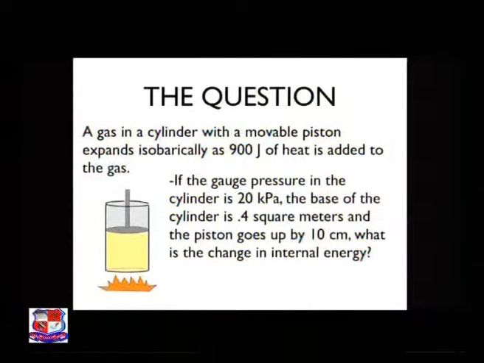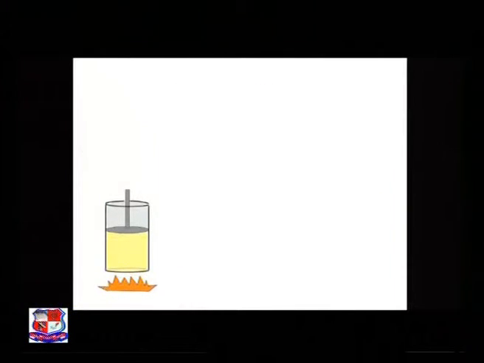So if the gauge pressure in the cylinder is 20 kilopascals, the base of the cylinder is 0.4 square meters, and the piston goes up by 10 centimeters, what is the change in internal energy of the gas? We'll start by taking a look at the first law and its contents. It states that the change in internal energy of a gas is equal to the heat added Q minus the work done by the gas.